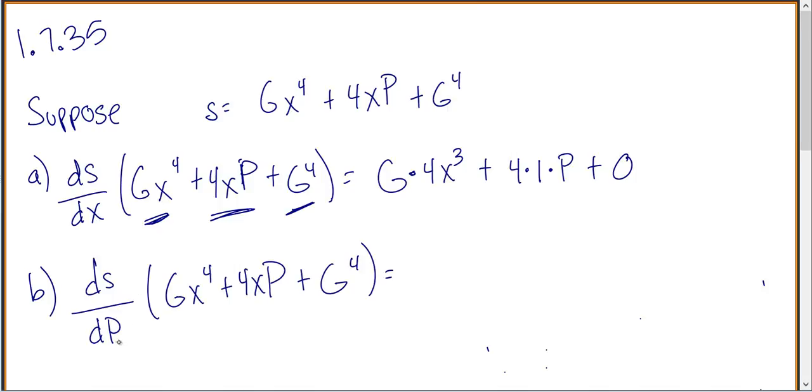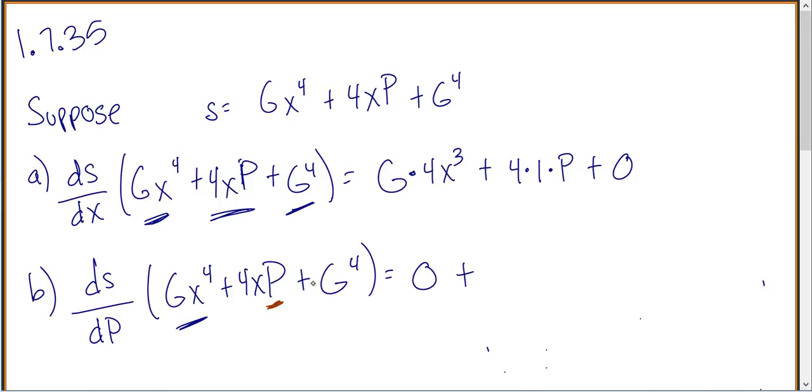On part B, we want to take the derivative with respect to p. So now p is our only variable, and we don't care about anything else. So here's our p. That's the only variable we care about. Everything else is just considered like numbers. So this g x to the power 4, that would just be 0 because there's no p's in it.